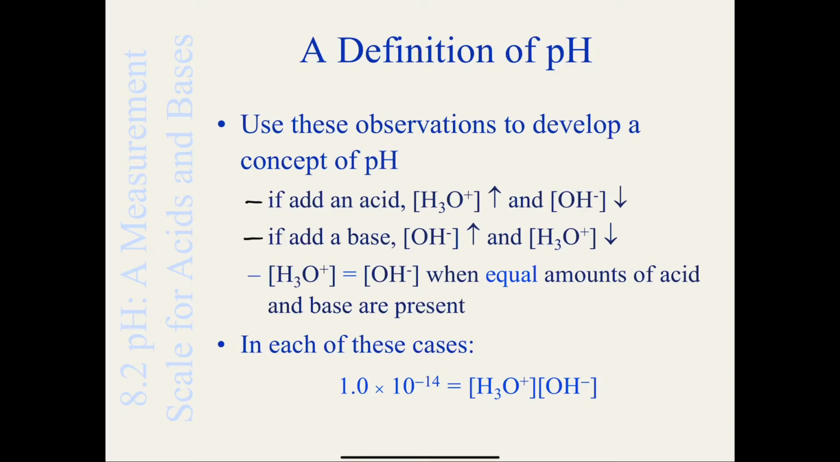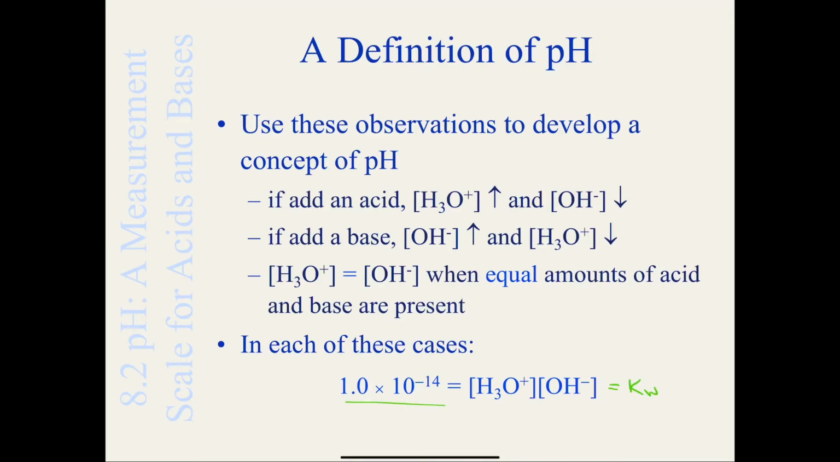And when the concentration of hydronium and the concentration of hydroxide are equal, well, that's going to happen when I have equal amounts of acid and base present in my solution. What's important to remember is that in all three of these cases, the concentration of hydronium multiplied by the concentration of hydroxide is always going to be equal to 1.0 times 10 to the minus 14, which is our Kw value.